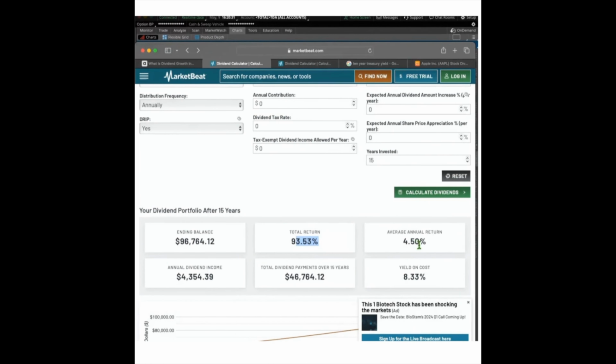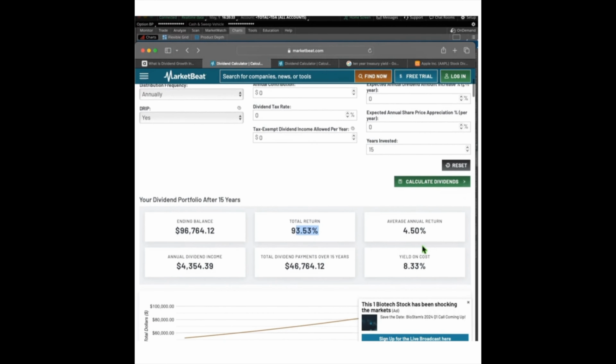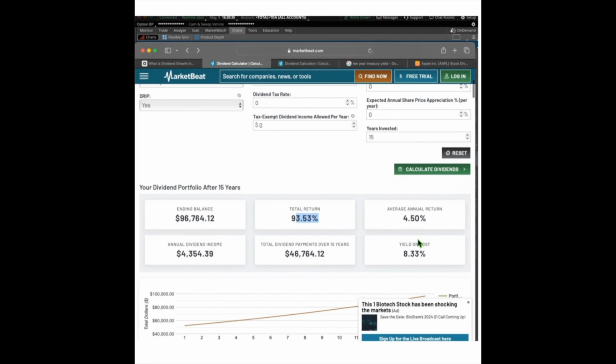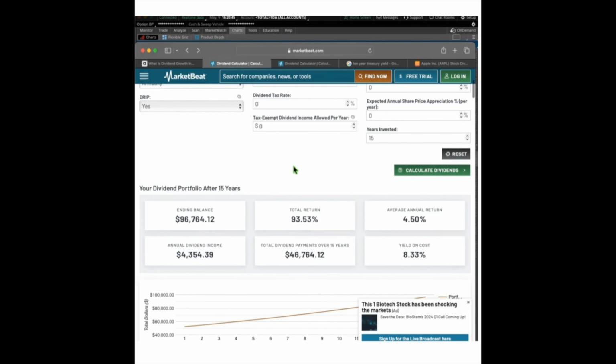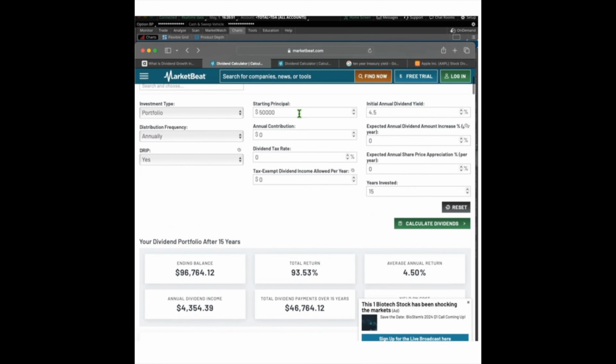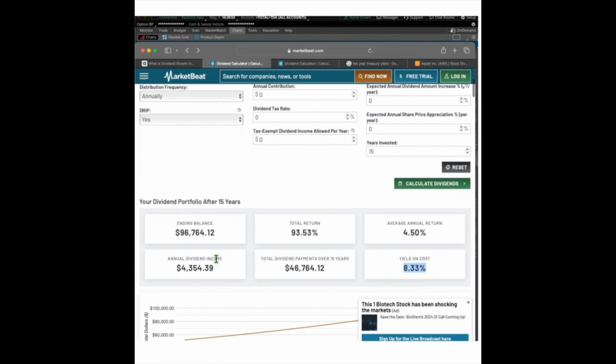And then at this point, your annual dividend income, if you want to start living off these checks, is going to be roughly $4,400. This yield on cost, what that's taking in here is just that starting principal, and it's taking the annual dividend income divided by that starting principal. We can see here illustrated yield on cost, what we've been talking about, guys.